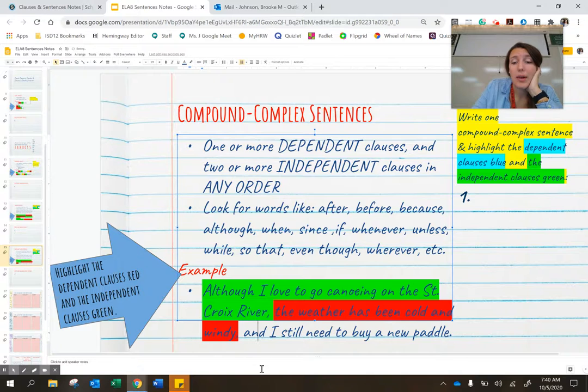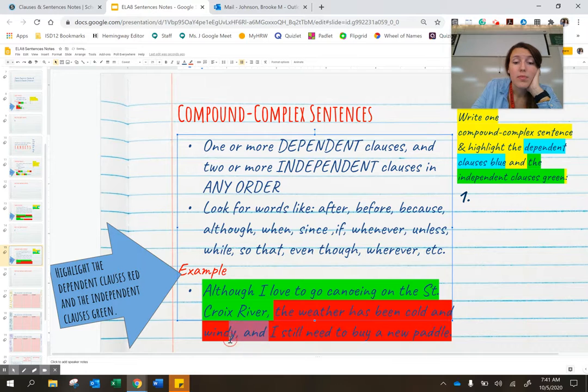And I still need to buy a new paddle. So that comma and makes this part the compound part. So it has a fanboy's word and a comma separating two independent clauses. So I still need is an independent clause. So we have one dependent clause and two independent clauses.